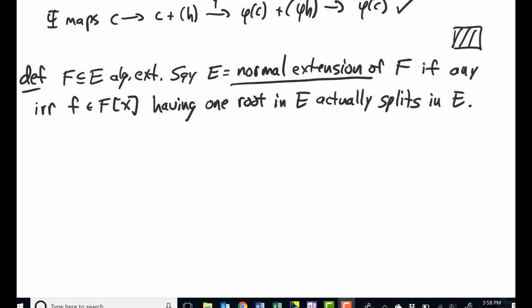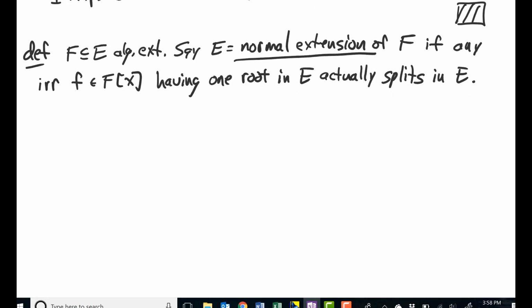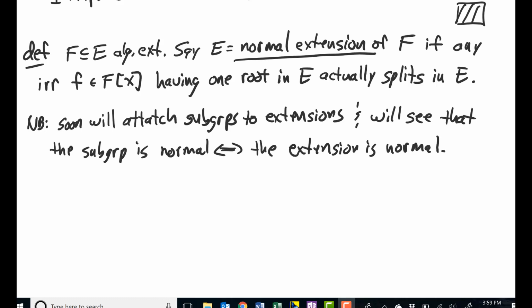It seems unbelievable at first when you don't have much experience with these, and would seem to be super powerful and super rare. But it's not as rare as you'd think, and we actually will have a really good idea of when this happens. Soon we're going to be attaching some subgroups to field extensions, and we'll see that the subgroup is normal if and only if the extension is normal. And that's why this definition is called normal, because eventually there will be some groups in the picture, and it corresponds to normal subgroups.